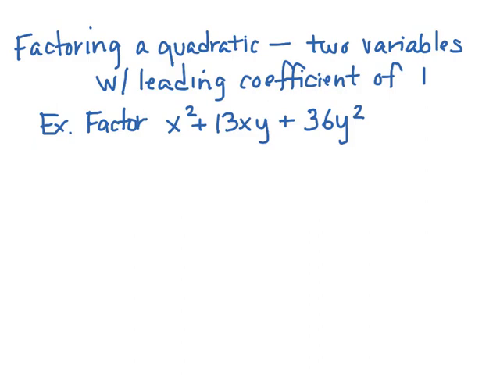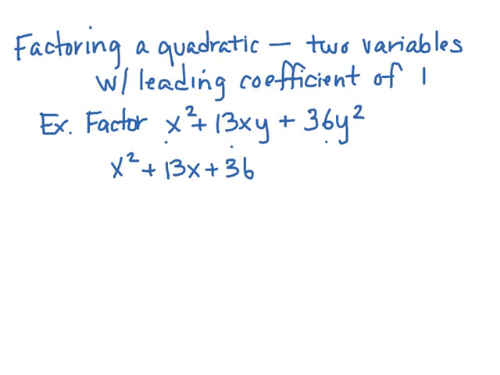This section talks about factoring a quadratic with two variables with the leading coefficient of 1. So this is very similar to just factoring a quadratic in one variable. Instead of x squared plus 13xy plus 36y squared, we want to think to ourselves, let's just forget about the y for now, and we'll just think about x squared plus 13x plus 36. So now that's a lot simpler to look at.